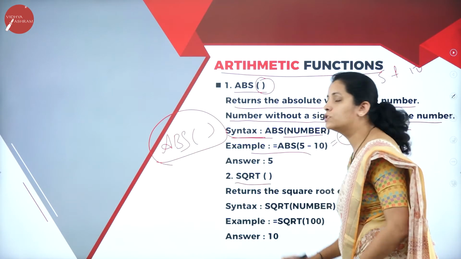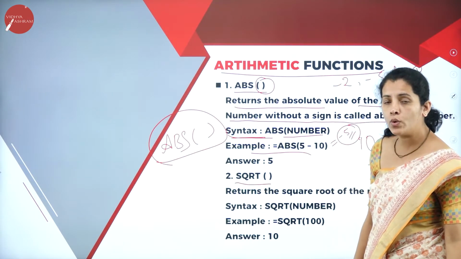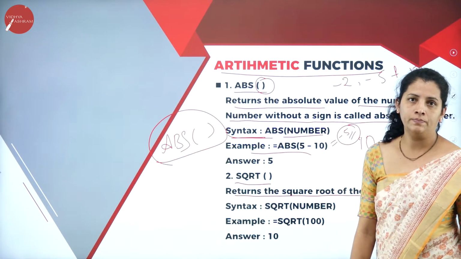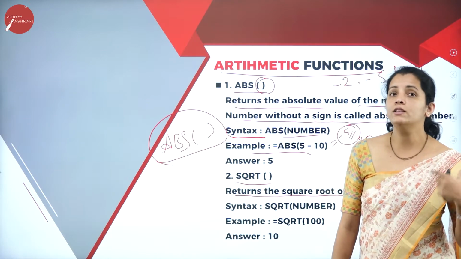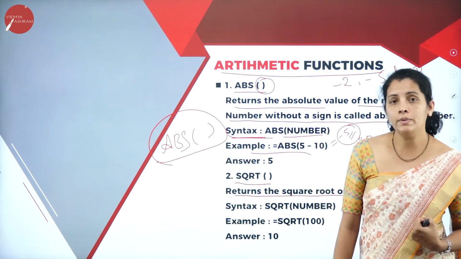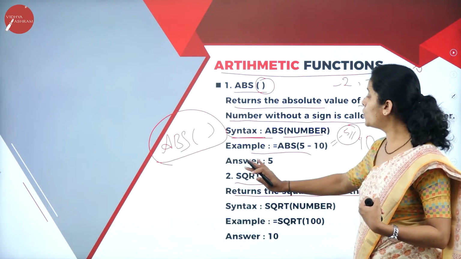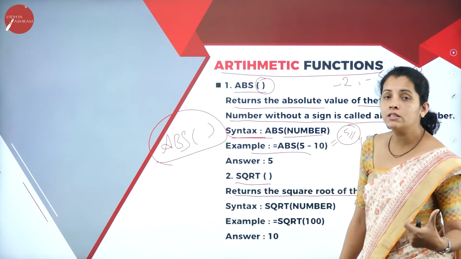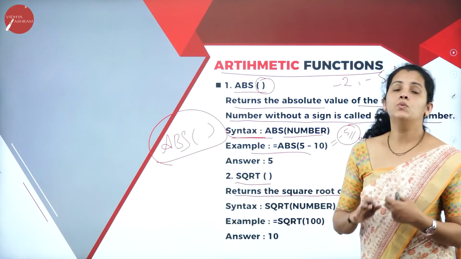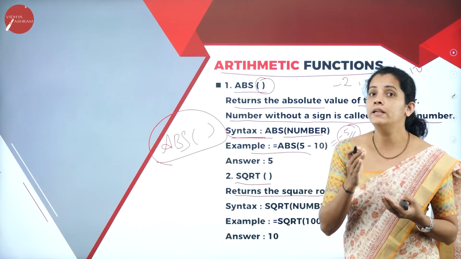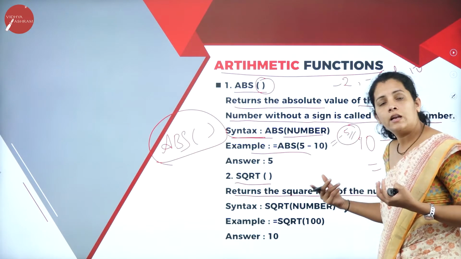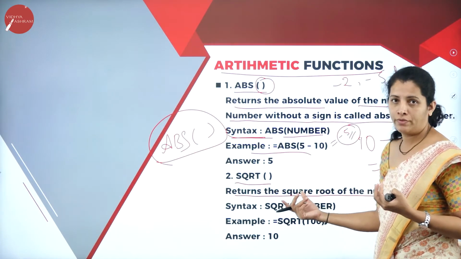Then I'm going to have the square root function. So what is square root? It returns the square root of a number. Suppose you want to find the square root of any given number, then that can be achieved with the help of the square root function. What is the function name? Here it is SQRT, and what is my argument? That is nothing but the input, here it is a number. So I'm going to pass the number to the square root function.